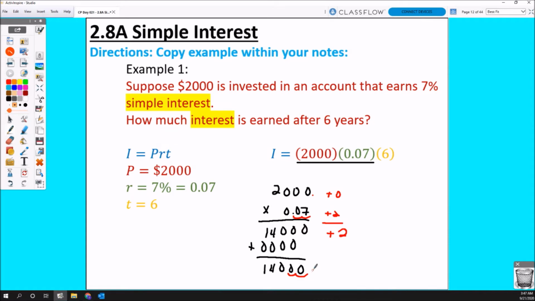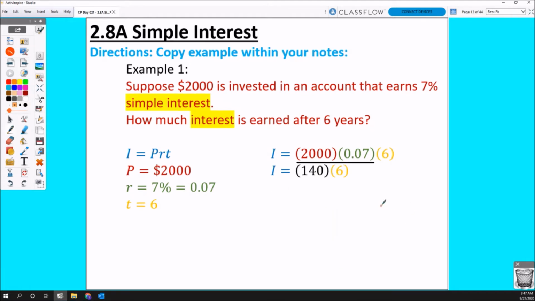So instead of 14,000, it's actually 140.00, or just say 140. That's the work you have to show when you're multiplying. So 2,000 times 0.07 is 140. Moving on to the next part, we're going to multiply 140 by 6. Again, I'm going to write out the work just like I did before.